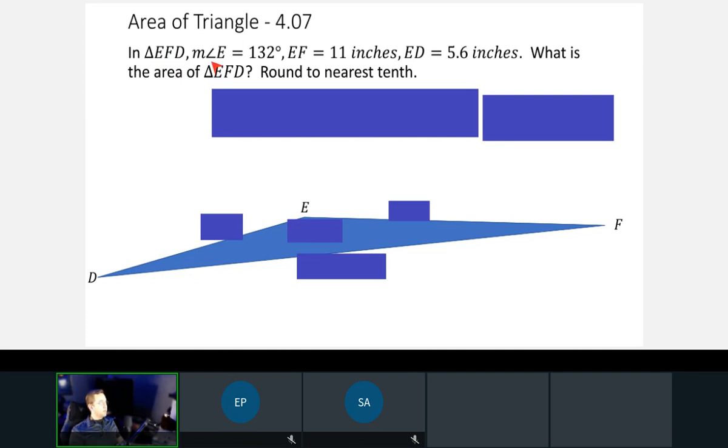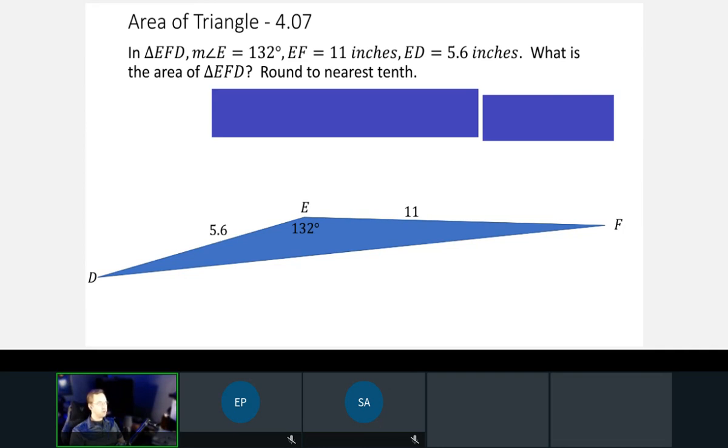Anyway, I labeled my angles DEF, and then it says measure of angle E is 132. So that's what I labeled that as. Side EF is 11 inches. So there's my 11. And side ED is 5.6. And then this other side, we don't know. And well, we really don't care.